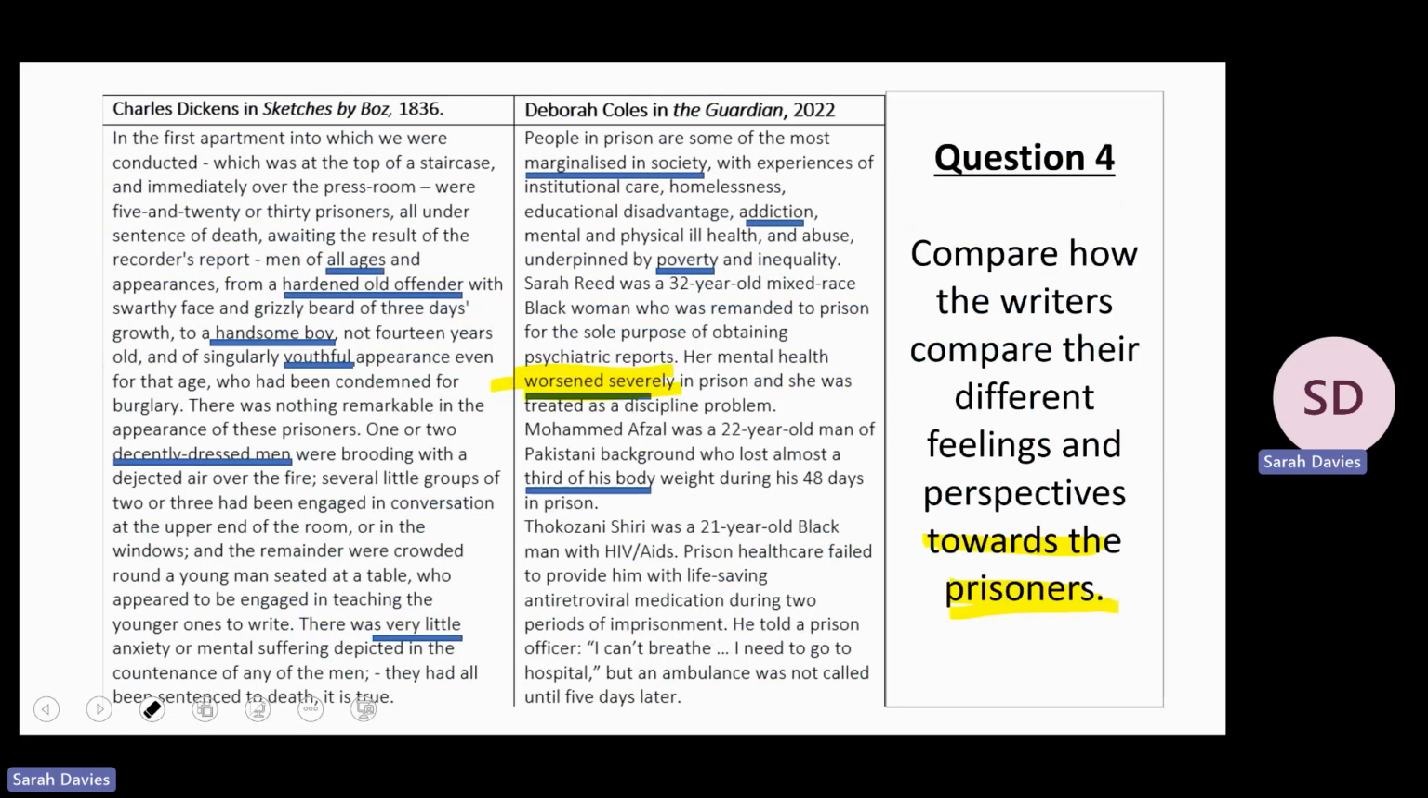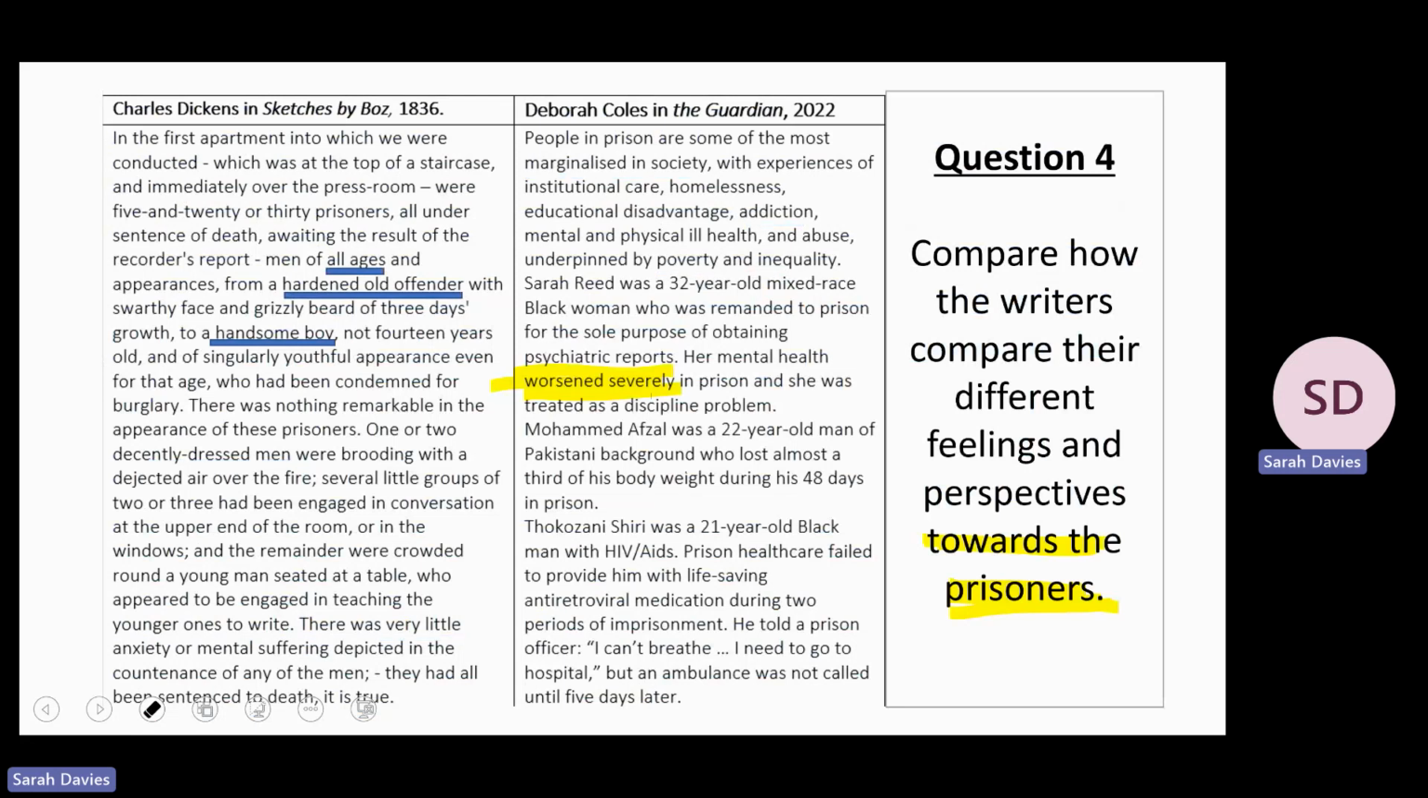It's worsened severely. So when we're looking at something like how has the writer compared the different feelings and perspectives towards prisoners, we're taking what we've done for question 2 and question 3, and using it to support, where possible, our question 4 responses. That's why it's so important to make sure that our annotations are always there to help us, because the clearer we are with our annotations and what we expect out of it, the better.